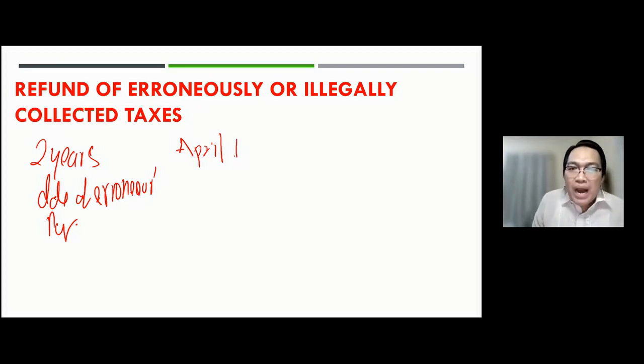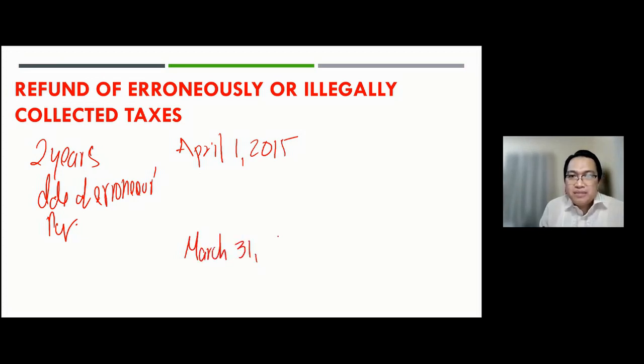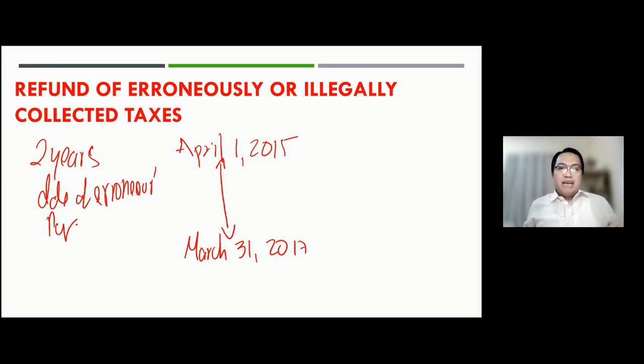April 1, 2015, nag-start yung 2-year period. Kailan matatapos ang 2-year period niyan? March 31, 2017. Yan. 2-year period niya yan. Okay? 2-year period niya yan. Sa loob ng 2 years na yan, dapat makapag-file ka ng claim for refund of tax illegally or erroneously collected.